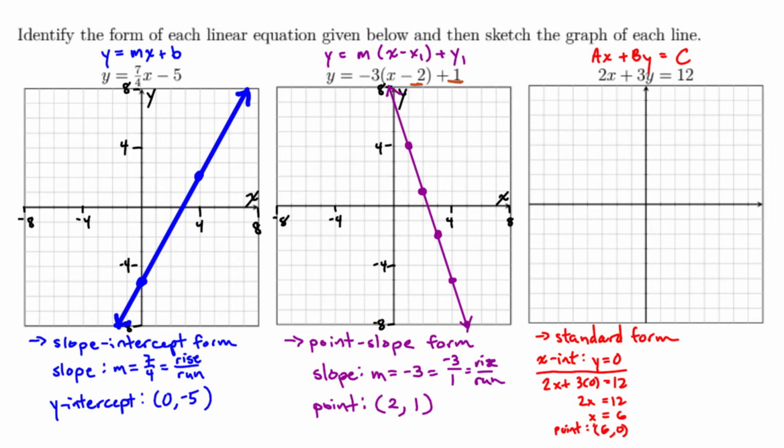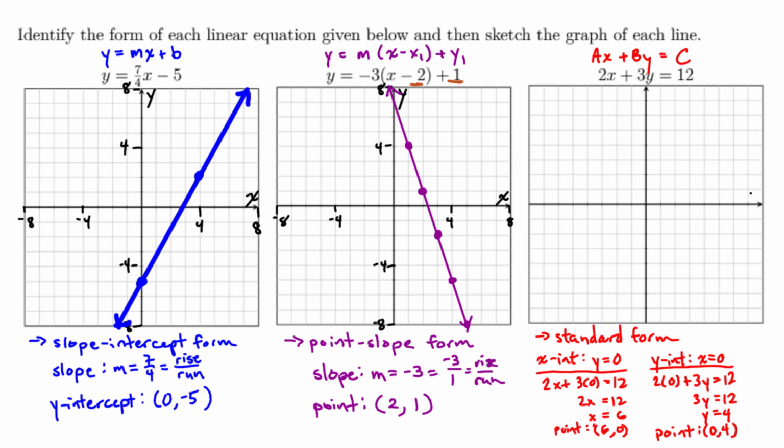To find the y-intercept, that's going to occur where x is 0. So we'll set x equal to 0 and solve for y. So we'll have 2 times 0 plus 3y equal to 12. That means that 3y is 12, and that makes y equal to 4. So that point that we graph will be 0, 4. Okay, we can find other points to get a third point. Generally 2 is enough. We can also, once we graph those two, use the slope to find a third point.